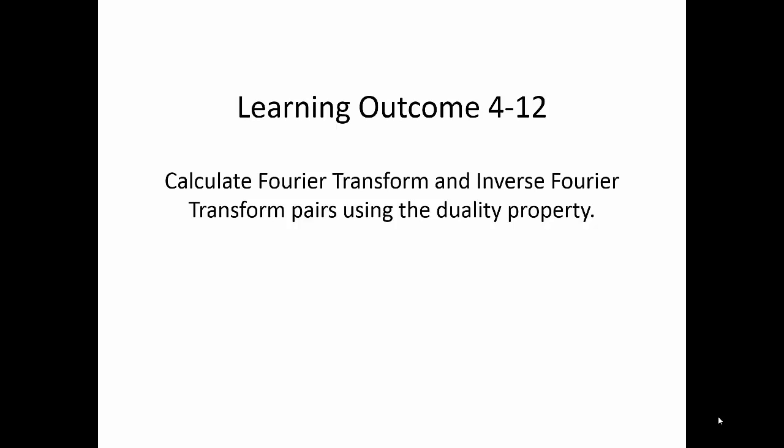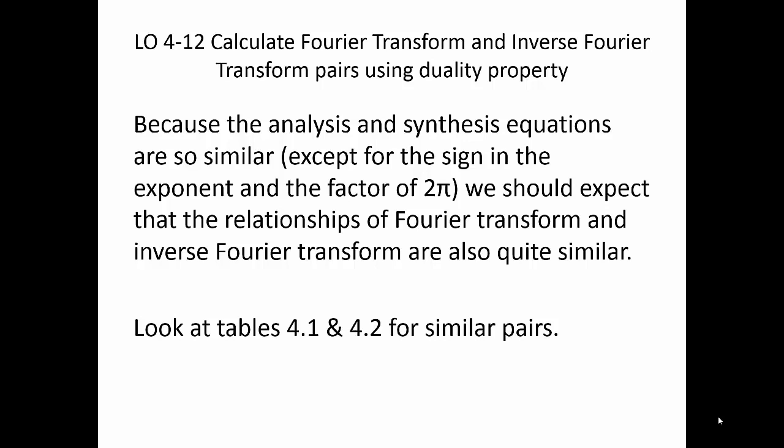Learning Outcome 412. Calculate Fourier transform and inverse Fourier transform pairs using the duality property. This is a method which you can use to create pairs that are very similar to the pairs that you see in Table 4.2 of the book. Pairs between a time signal and a Fourier transform signal.